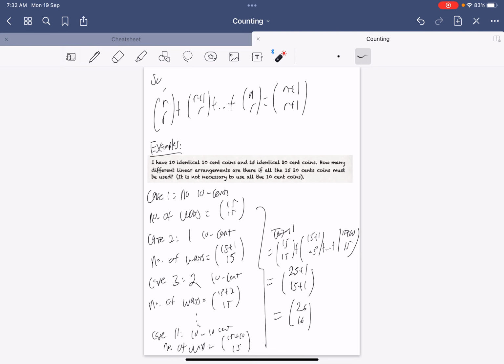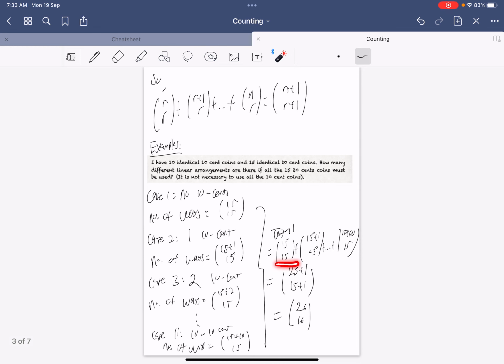At the start with no 10-cent coin, it's obviously 15 choose 15, because you have 15 identical coins and you just need to put 15 into 15 slots. In our second case, we have 1 10-cent coin, so we have 16 slots. We just need to choose 15 of them to hold the 15 20-cent coins. So it's just 15 plus 1 choose 15, and we go on down to 15 plus 10 choose 15 when you use all 10-cent coins.